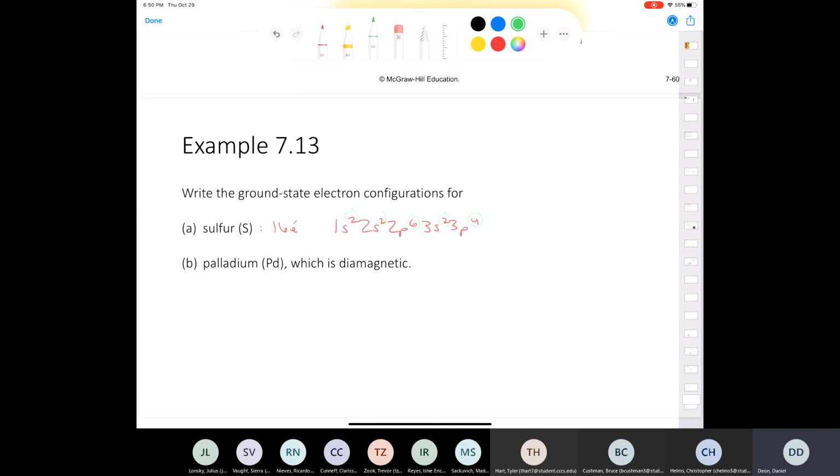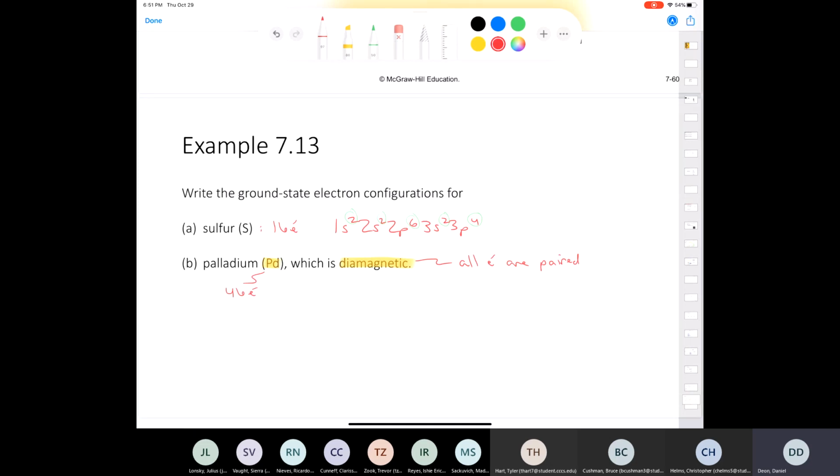Let's try another one that's kind of interesting, and it's palladium. But they're telling you something interesting. They're telling you that it's diamagnetic. What does diamagnetic mean? All electrons are paired. You have no unpaired electrons, and therefore it's going to slightly repel a magnetic field. Now, if you go on your periodic table and you try to find palladium, you'll see that it's element number 46. So palladium has 46 electrons.